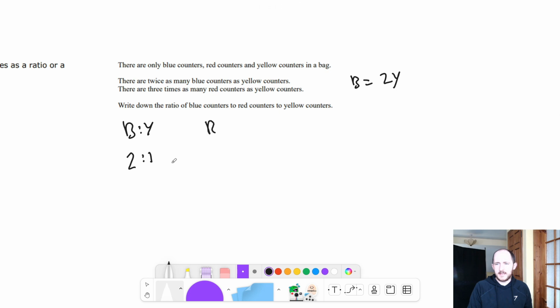And then for red to yellow, you're going to do 3 to 1. Now it says write down the ratio of blue to red to yellow. So we need to combine these ratios. To do that, you need to make sure that there's a common letter between them. So in this case, yellow is common. And you need to make sure the number itself is common between them, which it is. So I can immediately just combine this nice and easy into one big ratio. 2 to 3 to 1.